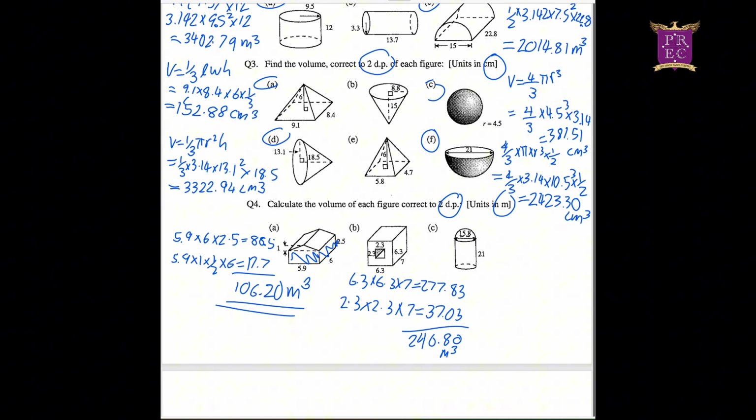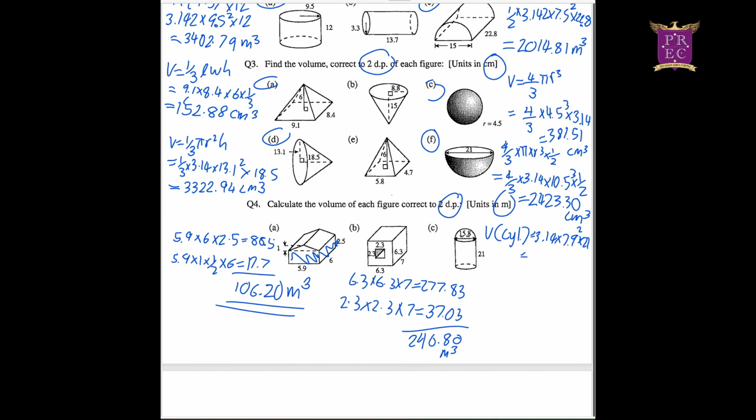That's it. Last one. We have a cylinder and a half sphere. Okay, so let's find out the volume of the cylinder first. Volume of a cylinder is pi r squared times height. What's the radius here? 15.8 divided by 2, which gives us 7.9. It says 2 decimal places, so we'll take pi as 3.14. 3.14 times the radius squared, which is 7.9 squared, times the height. What's the height? 21.